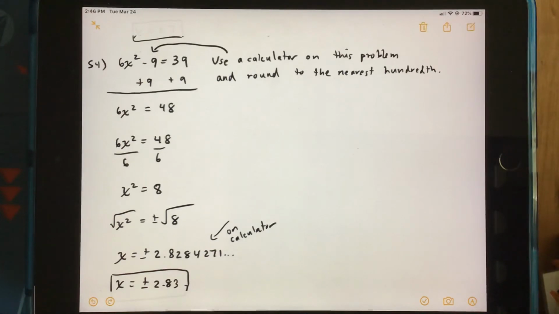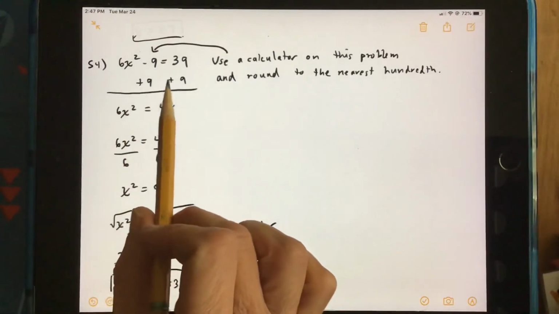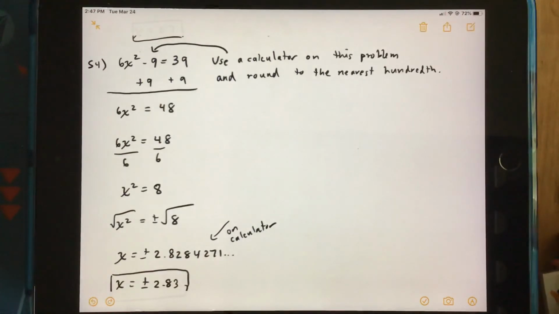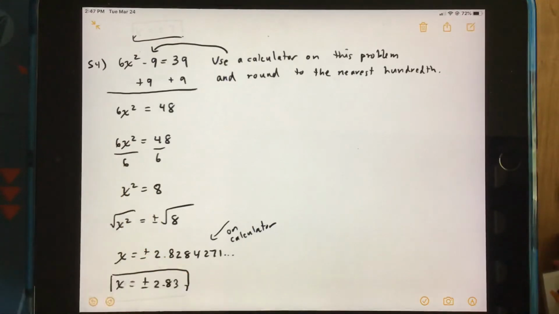Our last sample will take us into using our calculator. So know that once we get down to the point where we have to find the square root, we'll use our calculator to help us out. So our first step, we're noticing we have 6x squared minus 9 is equal to 39. We're going to add 9 on both sides to begin the process of isolating our variable. That gives us 6x squared equals 48. Then we're going to divide both sides by 6 to undo that 6 that is multiplied against the x squared. That'll give us x squared is equal to 8.